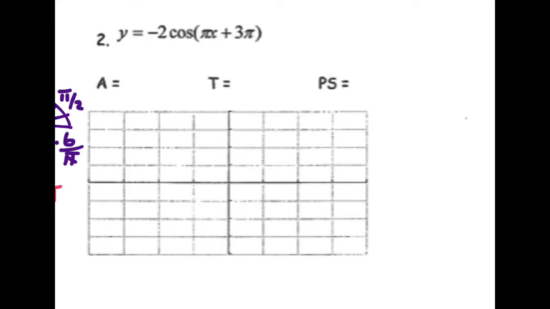Let's do the second one now. So, negative 2 cosine of pi x plus 3 pi. I went into this one very much in depth in the last lesson video, so the secant and cosecant graphing lesson video, which is day 7. So we'll just hit the main points right here.